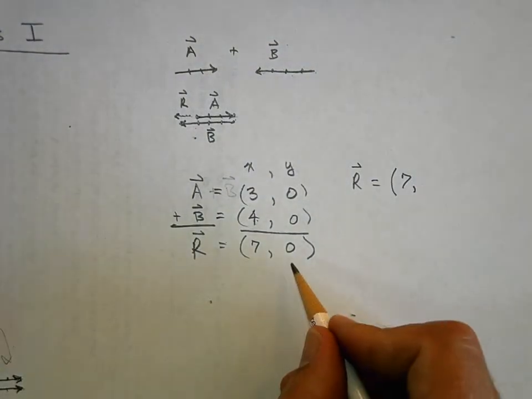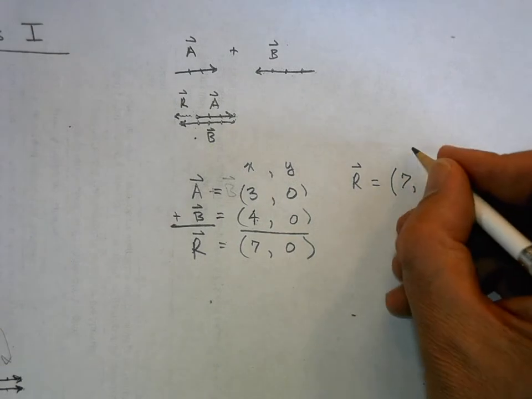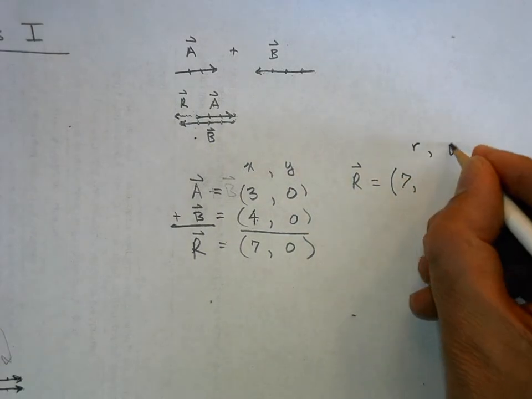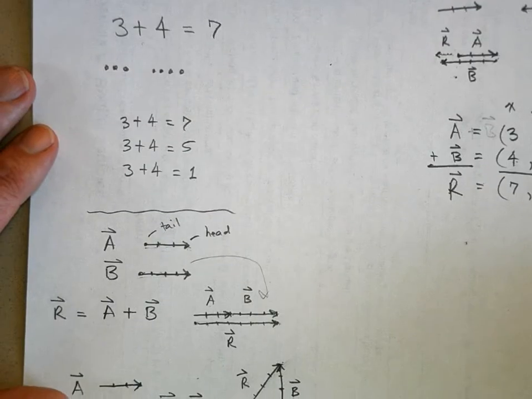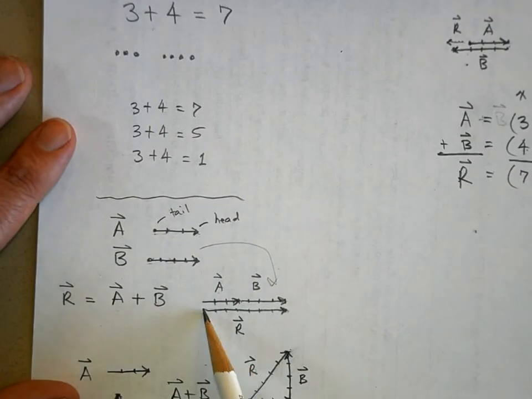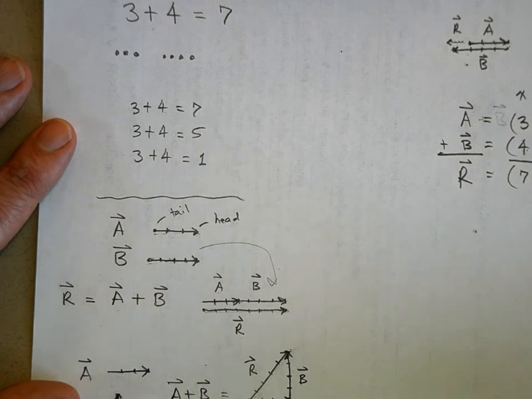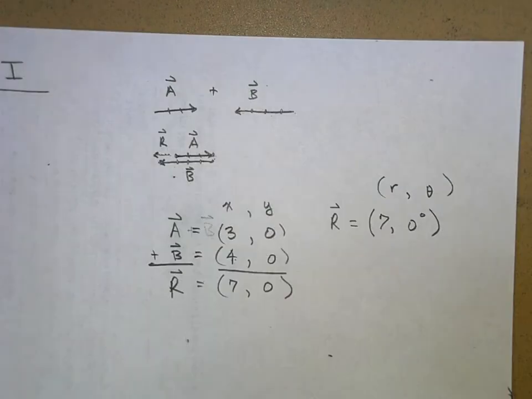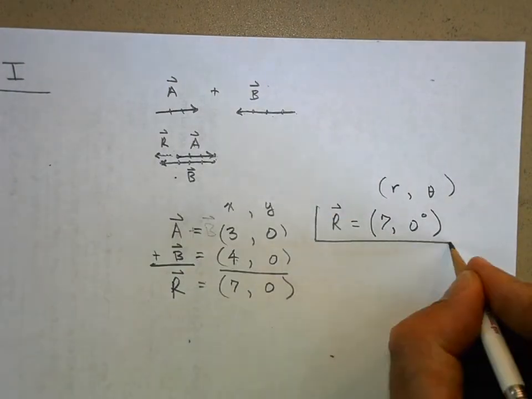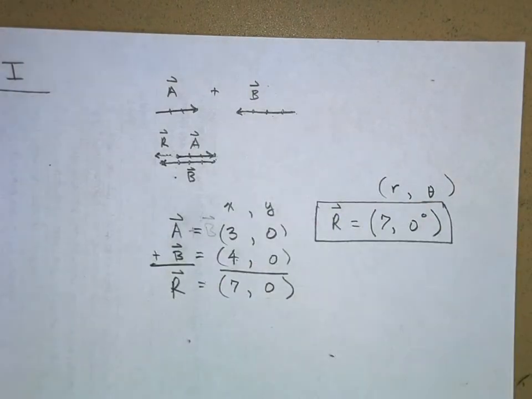What is the angle here, though? Remember, the polar coordinates, it's r and theta. What's the angle? Now let's take a look at the vector again. What's the angle of this on an xy plane? It's 0. 0 degrees. So by inspection, you could just write the answer like this. Easy.